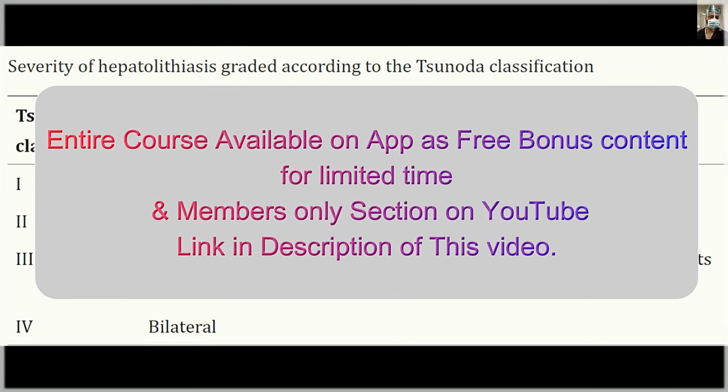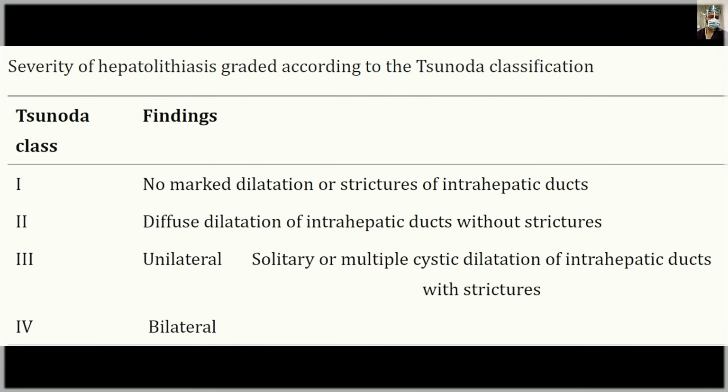Type 1 is where there's no dilatation, like in our previous classification. Type 2, there is a diffuse dilatation of the intrahepatic duct without stricture, no apparent stricture, with cystic dilatation. Type 3, there is a unilateral solitary or multiple cystic dilatation of intrahepatic ducts and strictures, so the involvement is unilateral. And type 4 is bilateral stricture formation with solitary or multiple dilatation, friends.